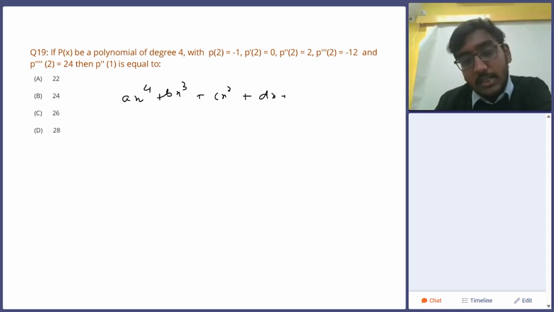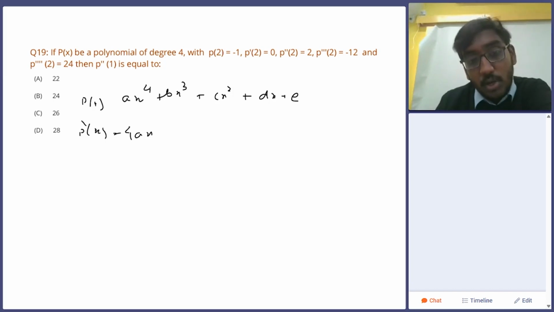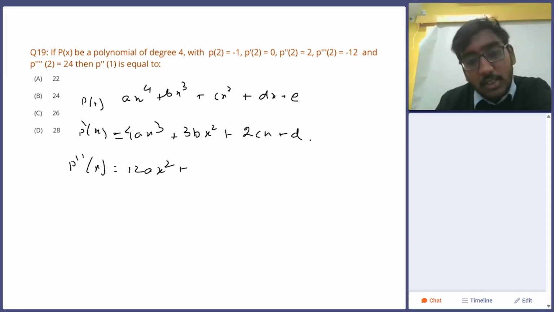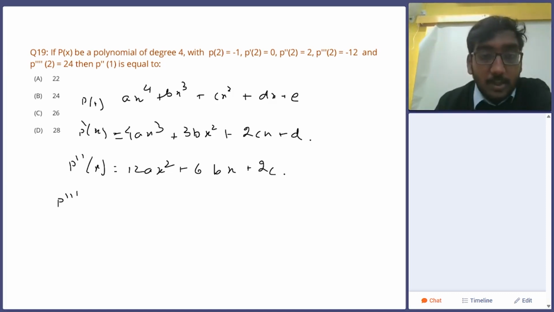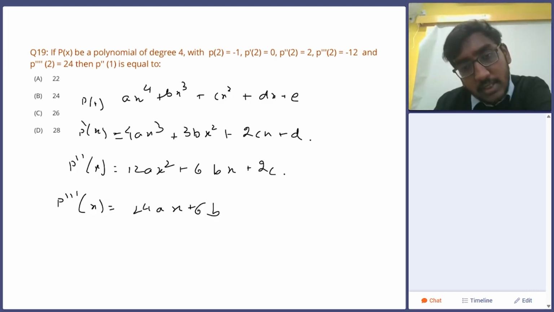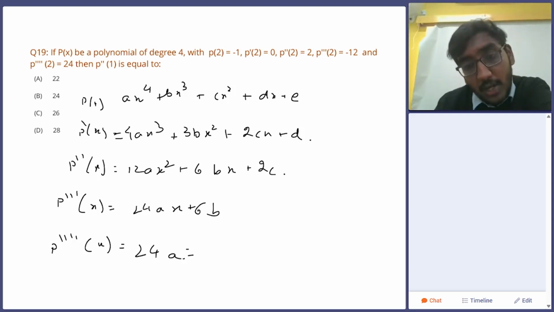Plus cx square plus dx plus e. What will be the first derivative? It will be 4ax cube plus 3bx square plus 2cx plus d. And the second derivative will be 12ax square plus 6bx plus 2c. The third derivative will be 24ax plus 6b. And the fourth derivative will be 24a, and that is given to be what?